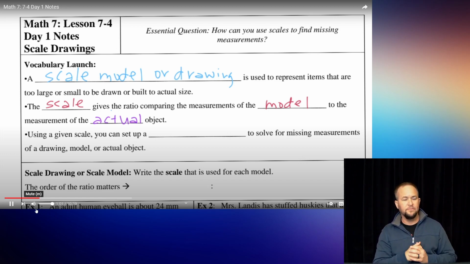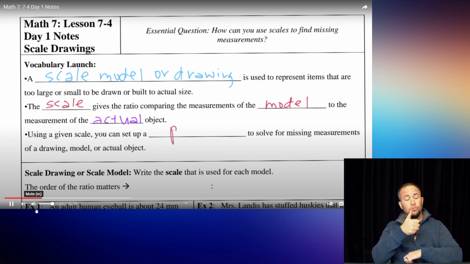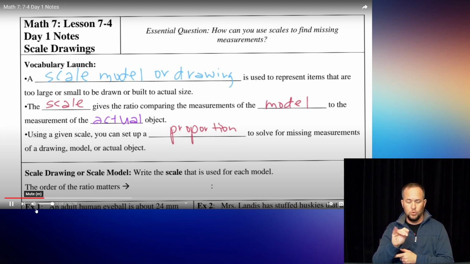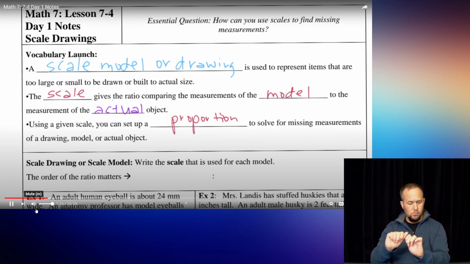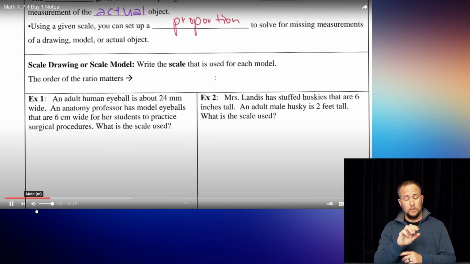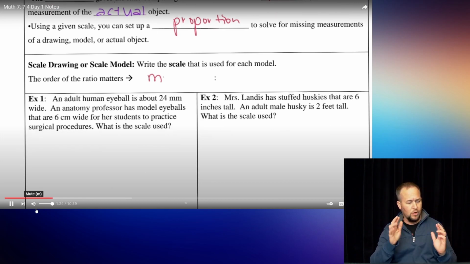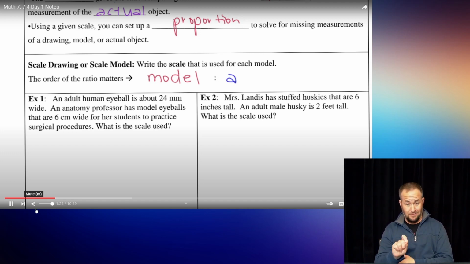Then also, using a given scale, you can set up a proportion to solve for missing measurements of the drawing model or the actual object. So keeping all of these things in mind, this vocabulary is incredibly important. For scale drawings or models, we're going to write the scale that is used using the ratio, just like I set up above. You're always going to put the model and compare it to the actual, always.